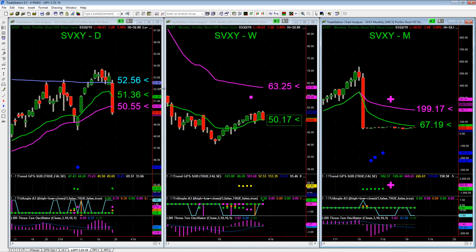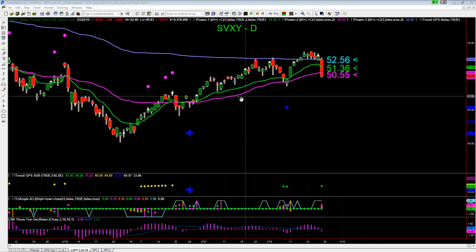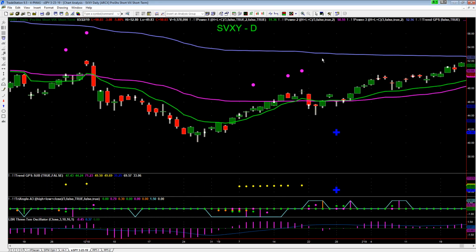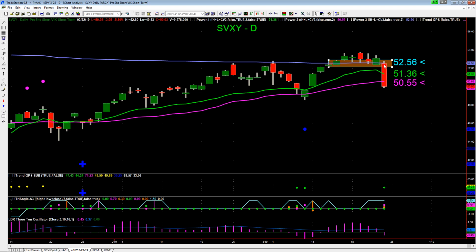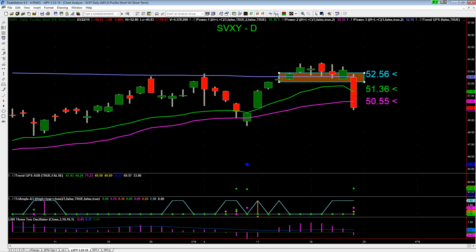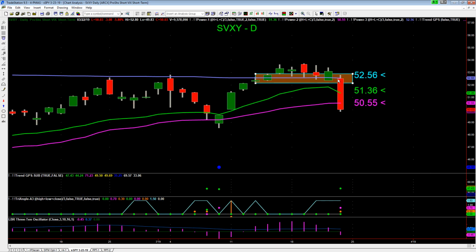Okay, so now on Friday, let me blow up this chart right here. Now we're looking at the daily chart, SVXY. First of all, you'll notice this purple line right here. For the past few days, SVXY has been supported by the purple line right there. But on Friday morning, the moment it opened below the purple line, it started going down. So the first target is this green line right here.